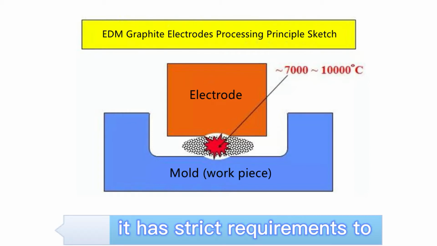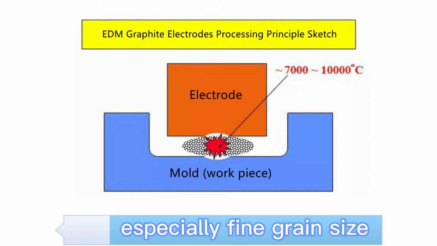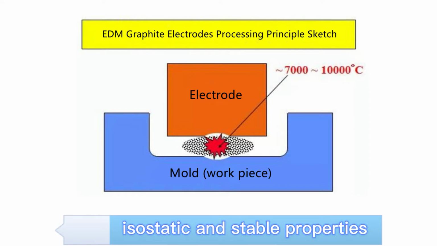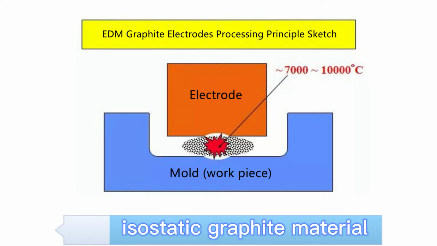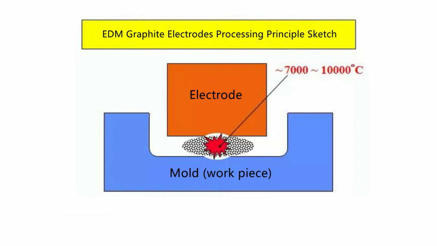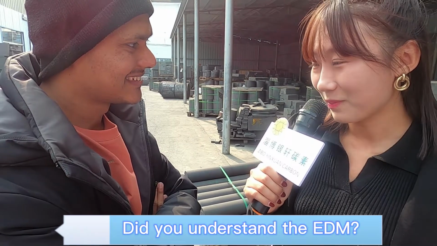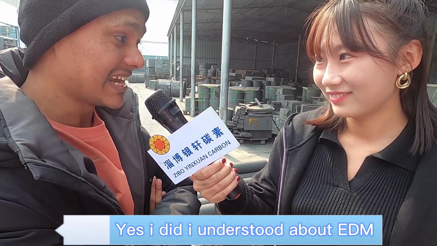It has strict requirements for graphite material, especially fine grain size, isostatic and stable properties. We apply special grades of high quality isostatic graphite material to machine graphite electrodes for EDM. Did you understand the EDM? Yes, I did. I understood about EDM.